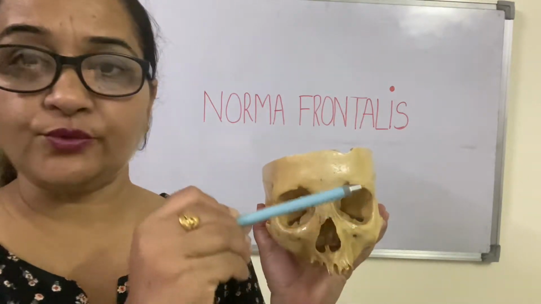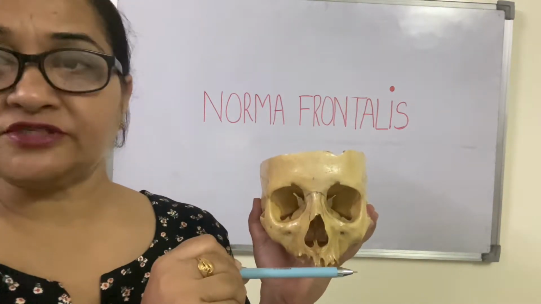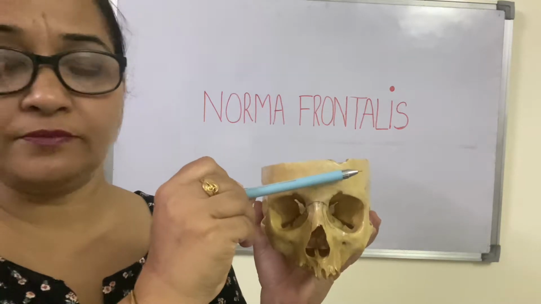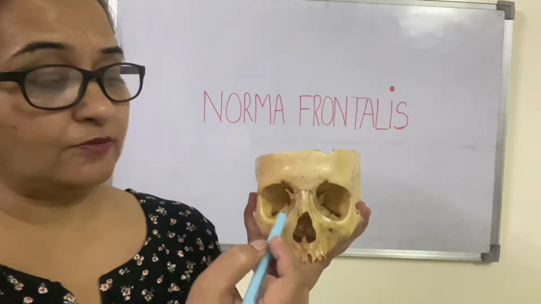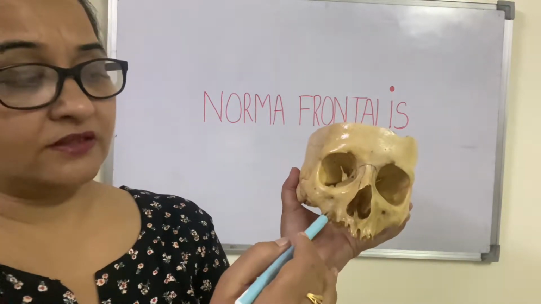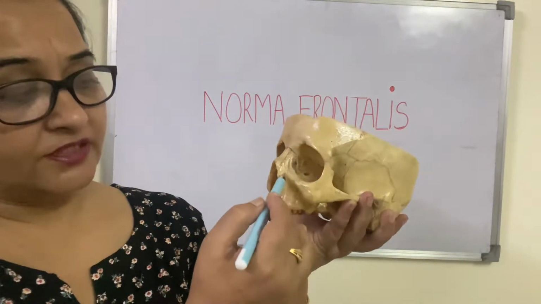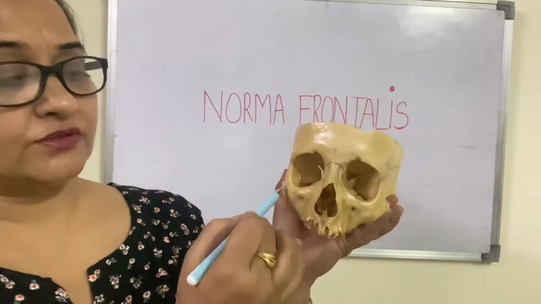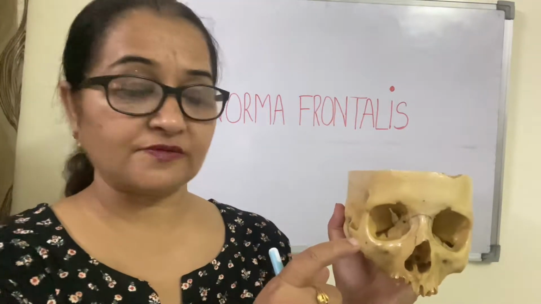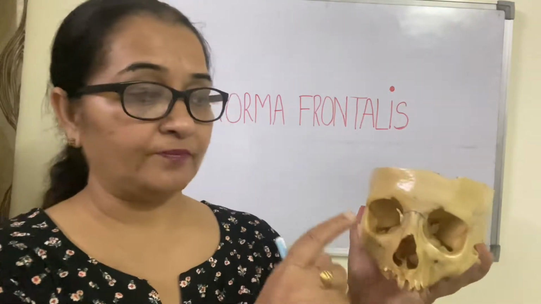So in this view, what are the different bones which are visible? This is the frontal bone. Then comes the nasal bones. You can see here these are the nasal bones. Then this is the maxilla. These are the maxillae. Then these are the zygomatic bones, which form the cheek prominence. So these are the zygomatic bones.